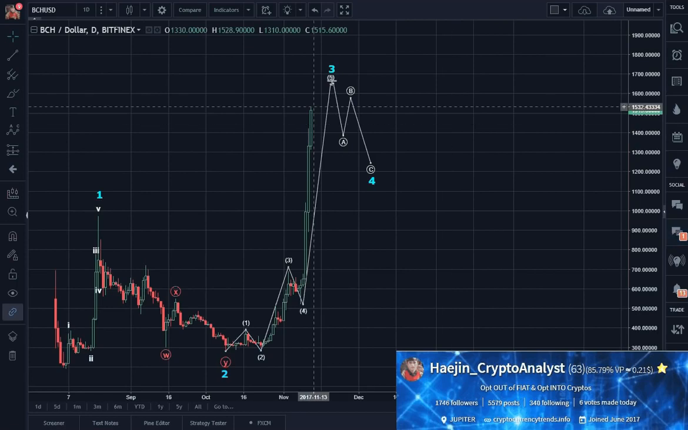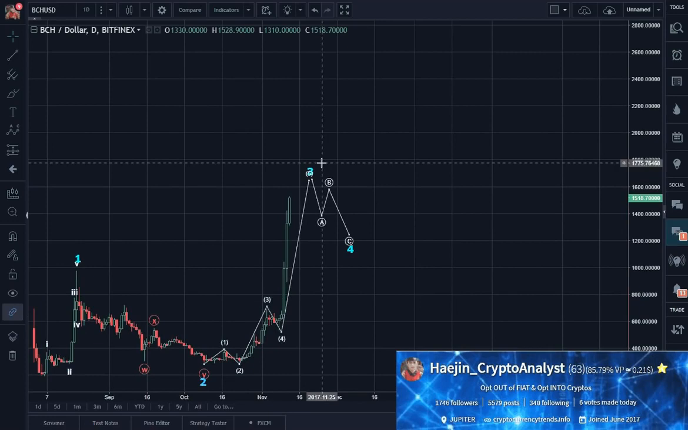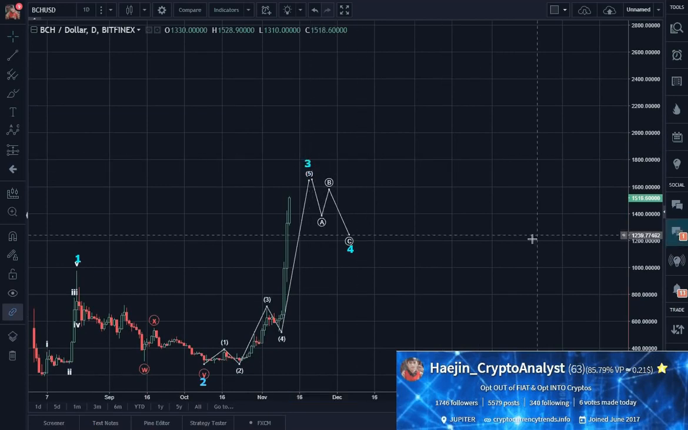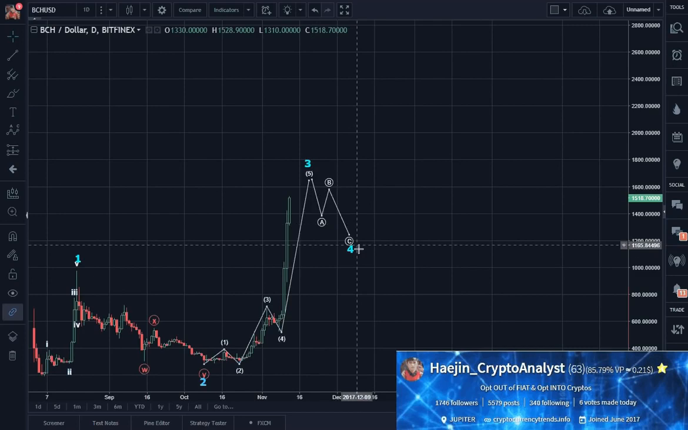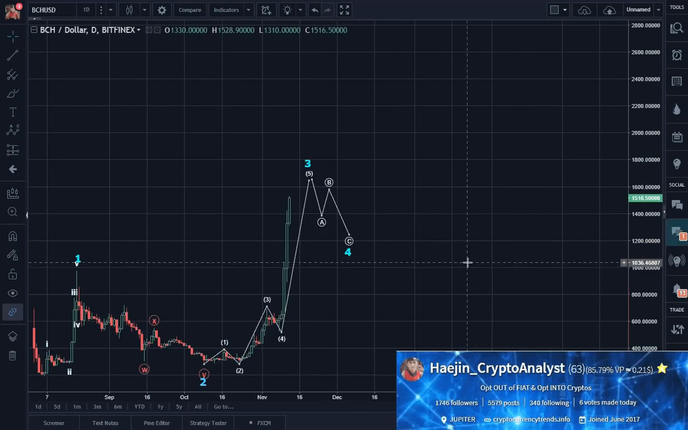So once we hit around 1680 or so, we're going to see a correction towards maybe 1239. And here's the beauty of this whole thing, people. If you don't want to take your profits here, so be it. Just let it do a wave 4 correction.